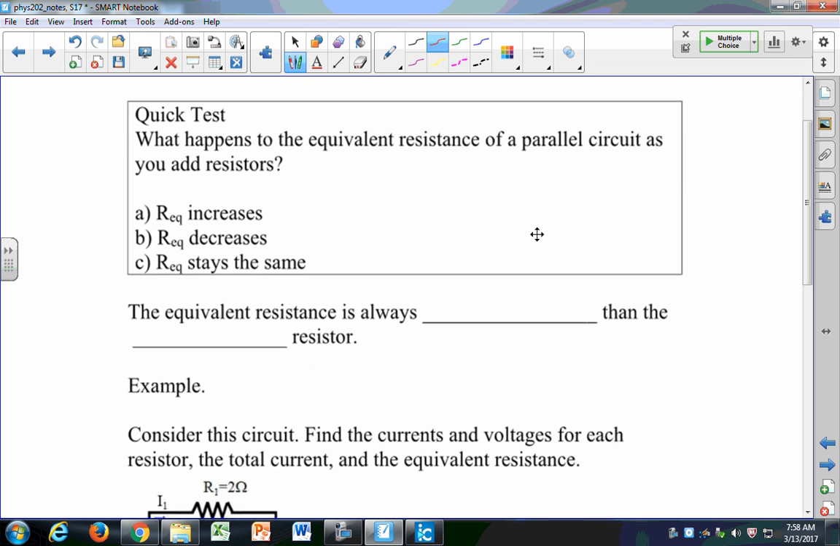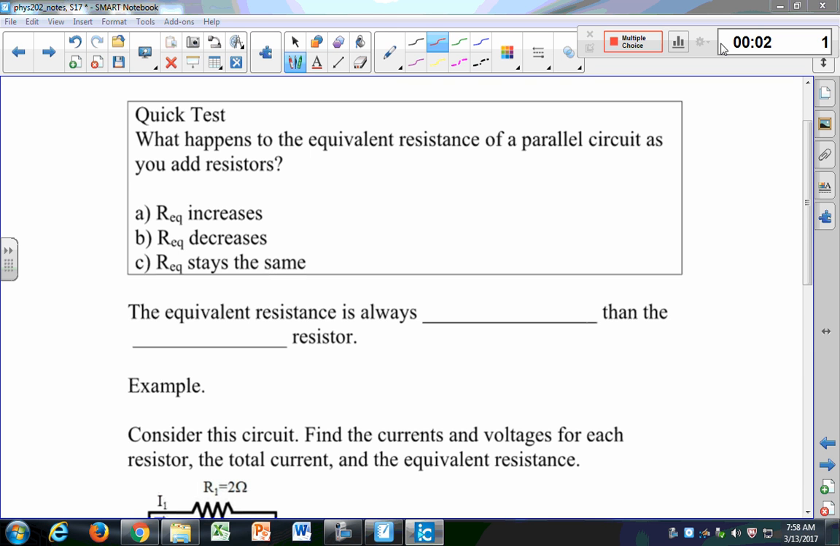So what happens to the equivalent resistance of a parallel circuit as you add resistors? As you add multiple paths for the electricity to flow in a parallel circuit, what happens to the equivalent resistance? Okay, doing very well. Just a couple of you have an incorrect answer. So ask your neighbor what they put. It's not obvious what the answer should be, but I will stop at 53. Just a few more seconds.